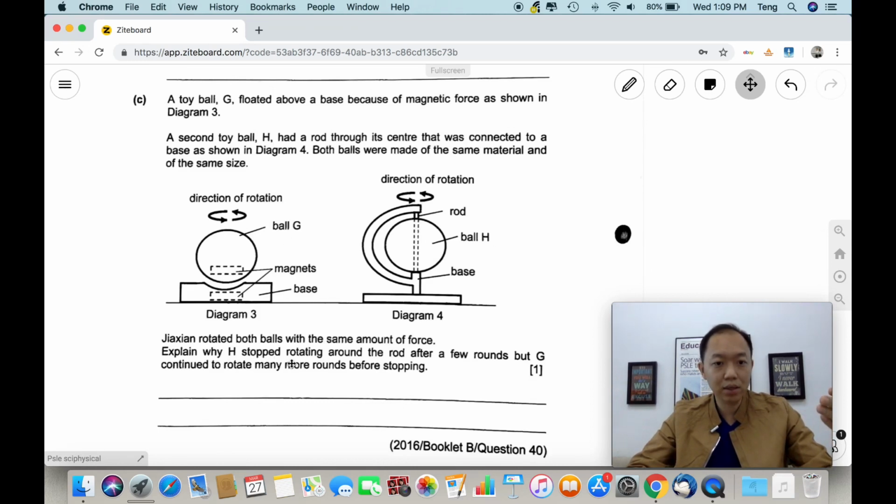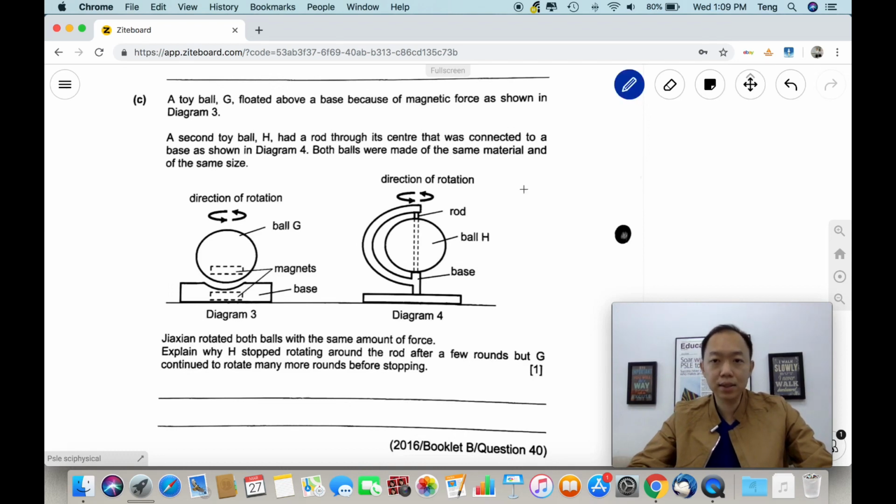So explain why H stopped rotating around the rod, but G continued to rotate many more rounds before stopping. First let's see what's the difference between this thing here and this thing here. Second toy had a rod through its center connected to a base. Both were made of the same material and same size.